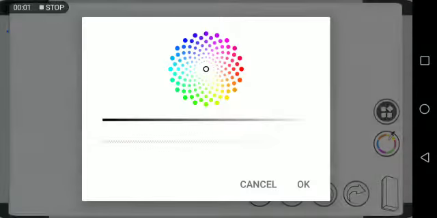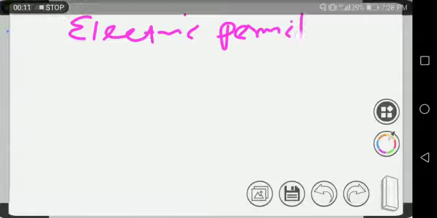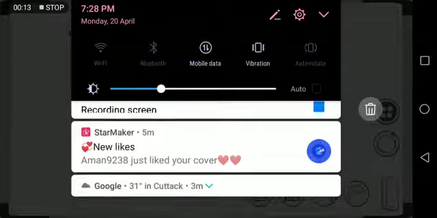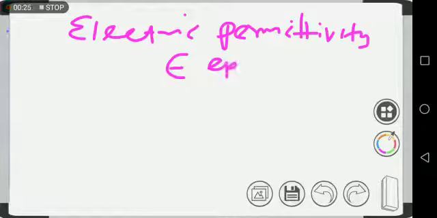So now we will understand what permittivity is. Electric permittivity is in short known as permittivity, which is represented by a symbol called epsilon. This is called epsilon. And it is a property of a medium.